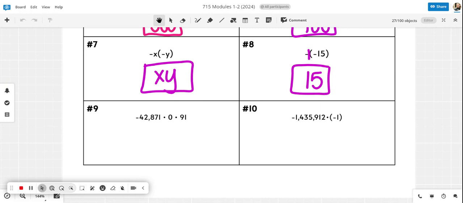All right, take a minute with number 9. Start doing that math. Negative 42,871 times 0 times 91. Hopefully you're multiplying those numbers in your head. Oh, wait. Hopefully you notice this. Any number times 0 is 0. No, I would never make you multiply all those numbers in your head.